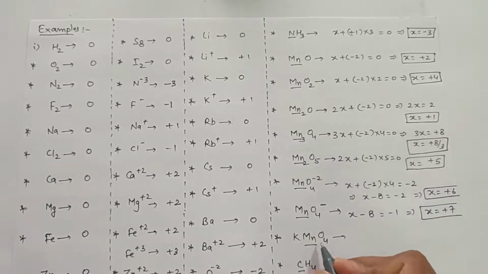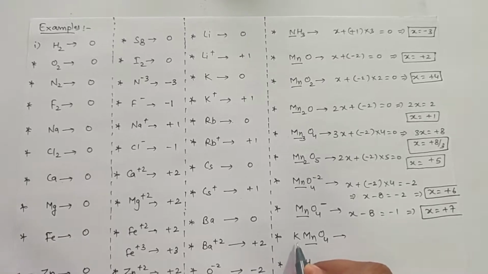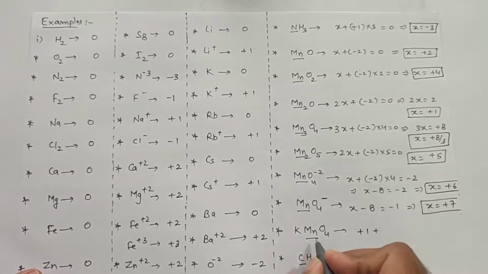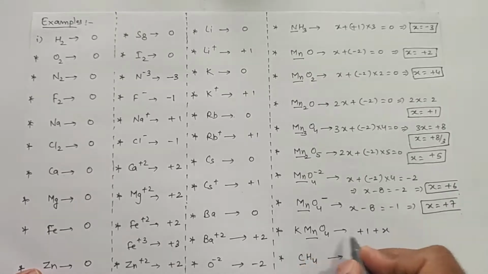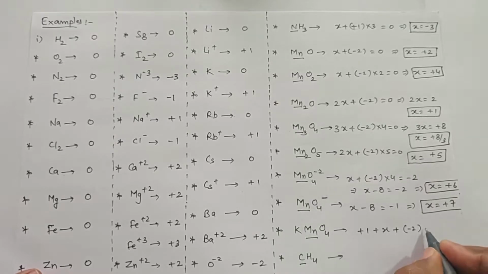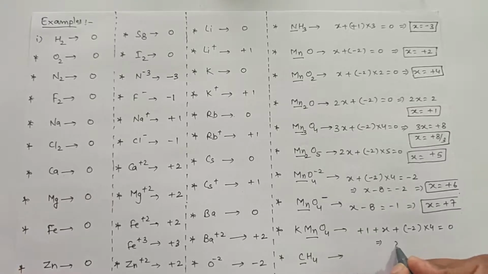KMnO4, as we know, potassium is an element of group 1. Potassium will always show plus 1 oxidation state, hence plus 1, plus x is the oxidation number of manganese, plus minus 2 is the oxidation state of oxygen. There are total 4 oxygen atoms, multiply by 4, and the algebraic sum of oxidation numbers of all the atoms in a neutral molecule equals 0. It will give x equals plus 7.